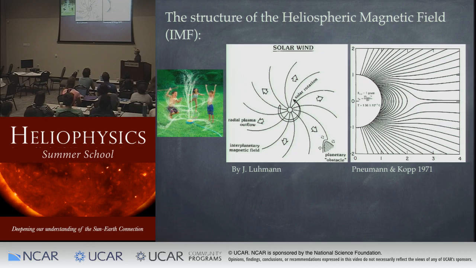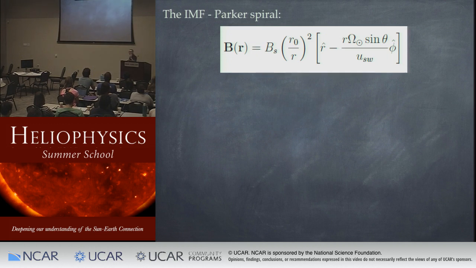And this opening of the field lines can also be seen here. This is a cutting-edge simulation by Newman and Kopp from 1971. They were actually here at HAO. This is pretty much the first real MHD simulation of the solar corona, when they took a dipole field and imposed the radial wind on top of that. And indeed, they got this opening of field lines and the fact that the field lines kind of drape out or are dragged out to the heliosphere.